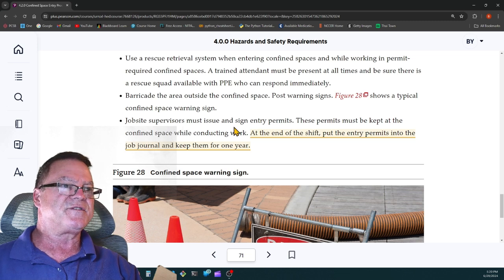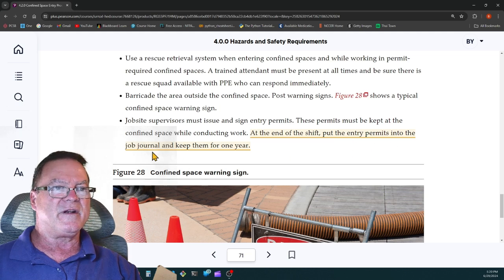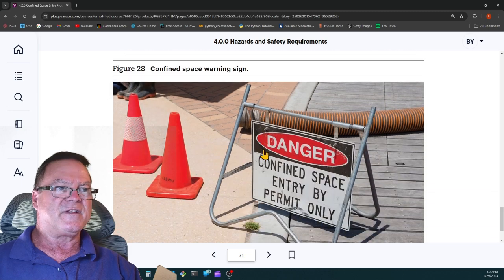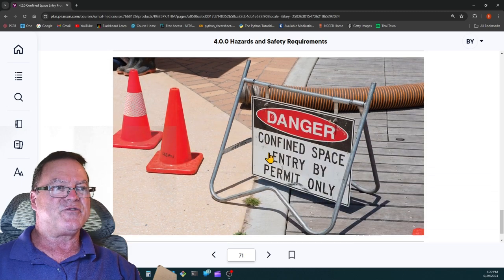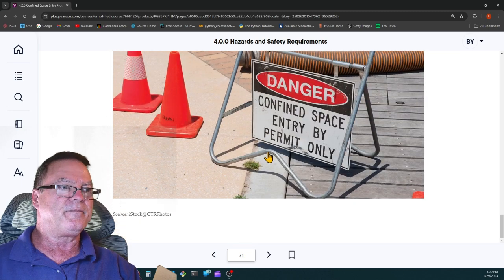Job site supervisors must issue and sign entry permits. These permits must be kept at the confined space while conducting work. At the end of the shift, put the entry permit into the job journal and keep them for 1 year. So you have to keep that confined space entry permit for 1 year.